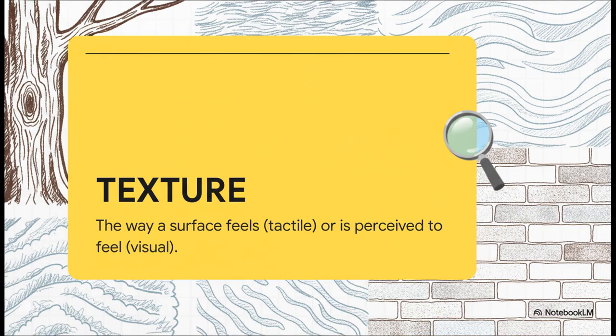This is all about how a surface feels, or how we think it would feel just by looking at it. You know, the roughness of tree bark versus the smoothness of glass. Texture adds variety to a design, which is so important for keeping our eyes interested. Without variety, things get boring fast.